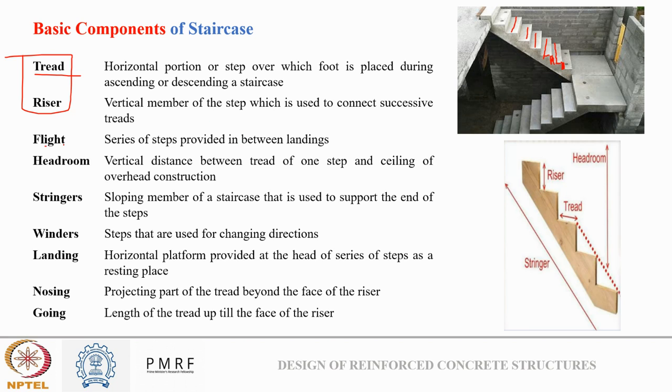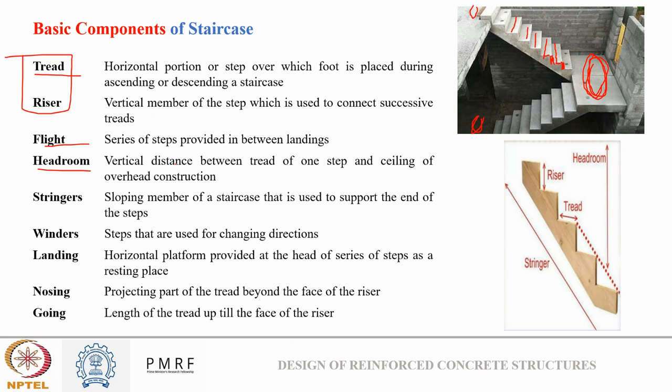Okay, flight: a series of steps provided in between landings. So this is known as landing. Landing is the area where we can take rest. Okay, so this is one landing, this is second landing, and this is third landing. So these landings are basically floors: ground floor, first floor, and this one in between those floors. So between two landings, how many steps are there, that is known as flight.